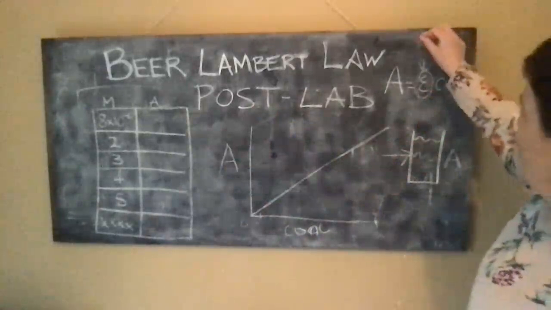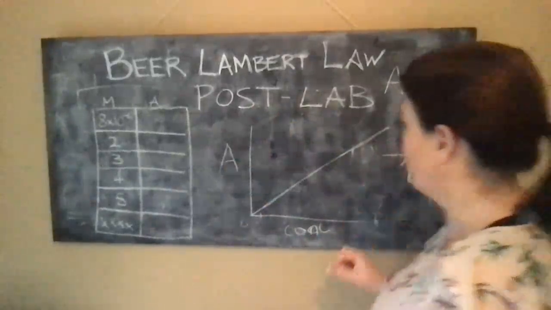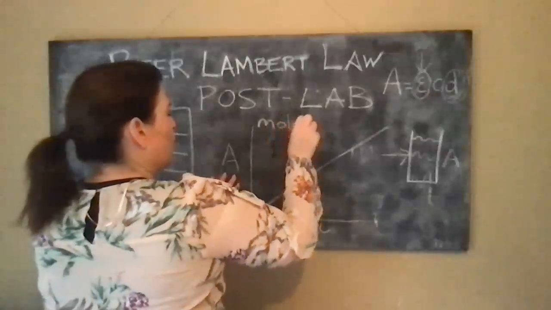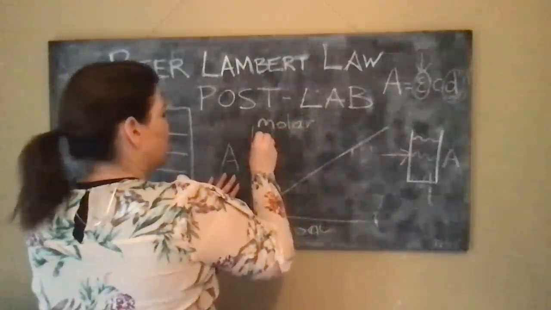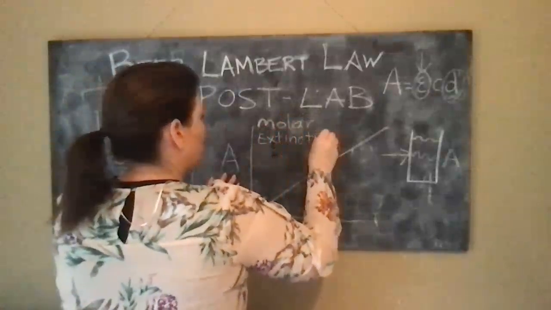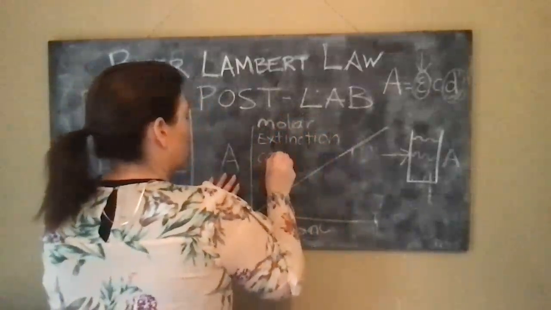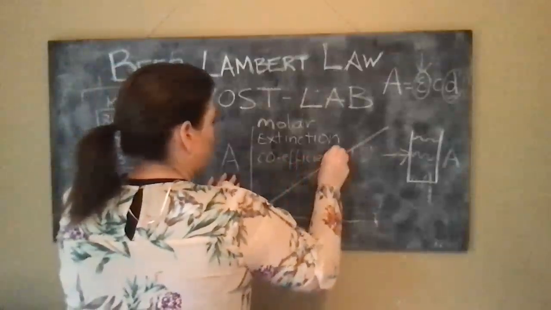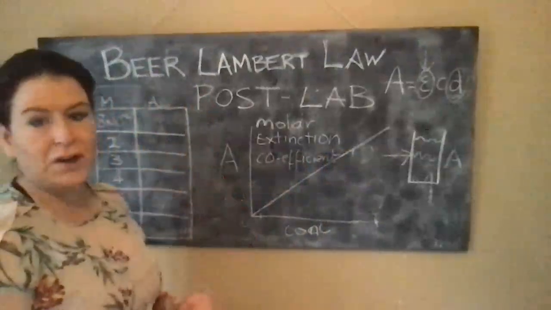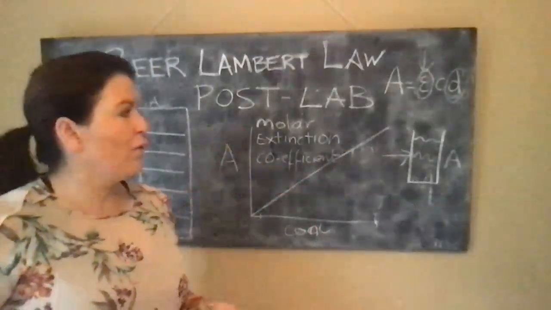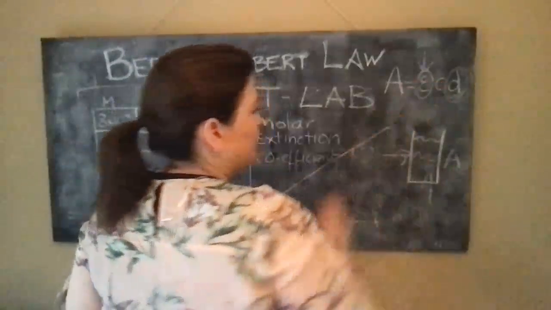What is this? It's called the molar extinction coefficient, and that's written in your lab books, and you can see what that is. So our molar extinction coefficient is this epsilon value here.